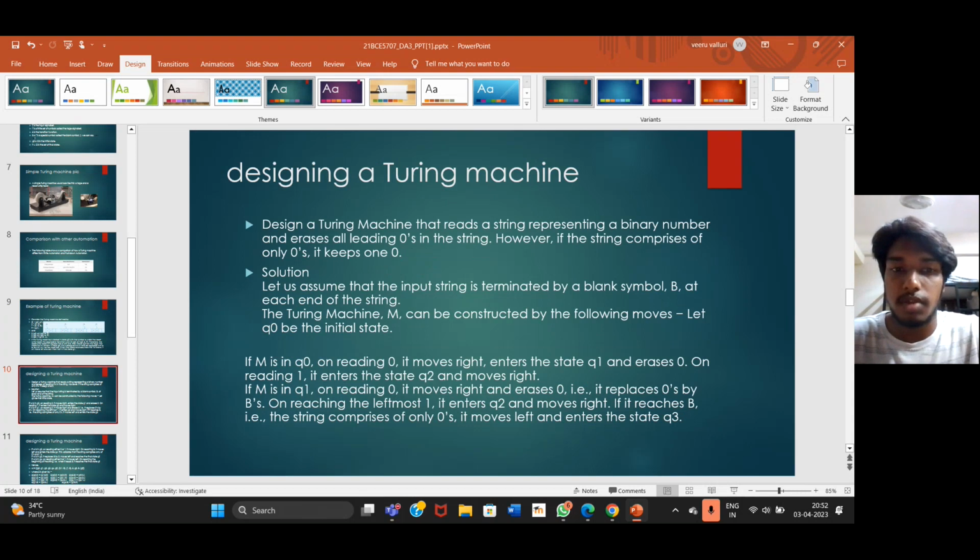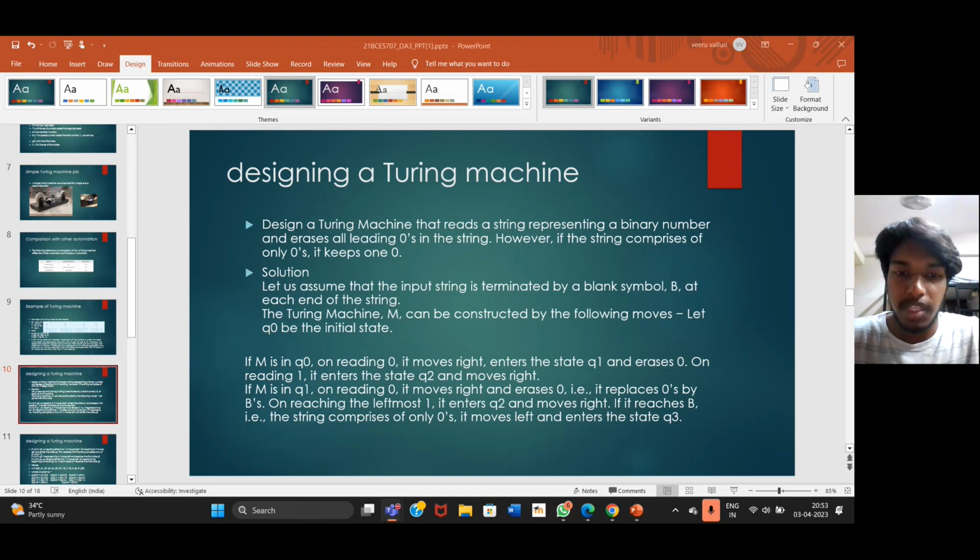Designing of a Turing machine. Design a Turing machine that reads a string representing a binary number and erases all leading zeros in the string. However, if the string comprises only zeros, it keeps one. Let us assume that the input string is terminated by a blank B at each end of the string. The Turing machine M can be constructed by the following moves.